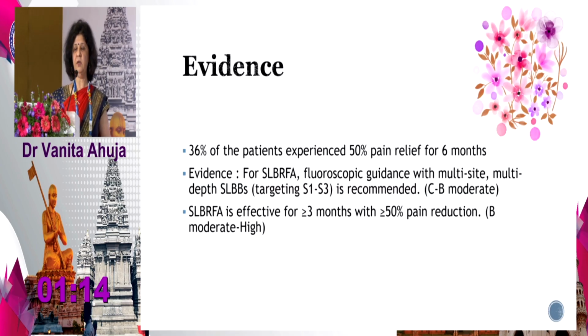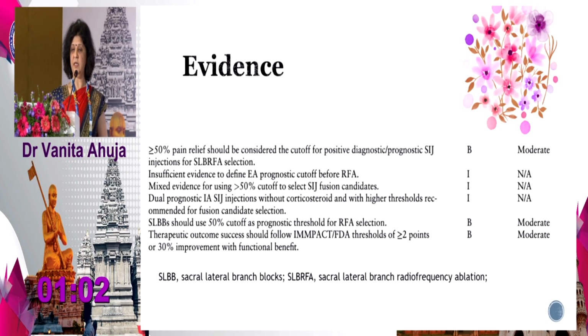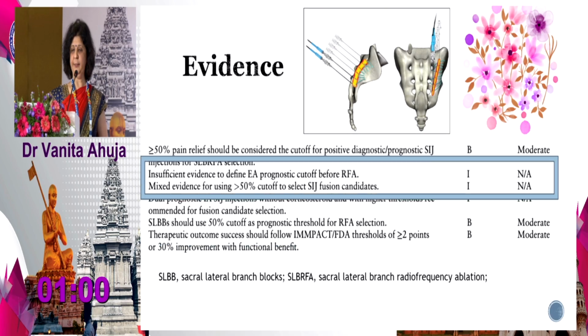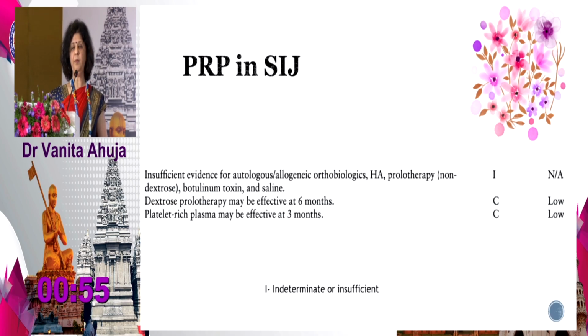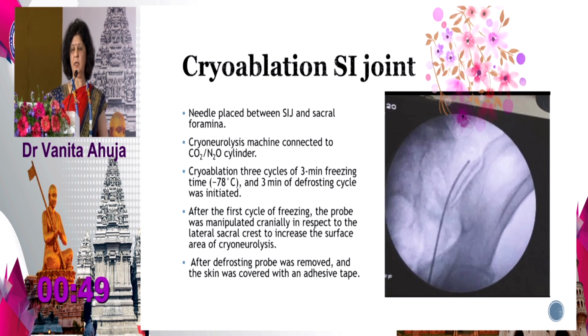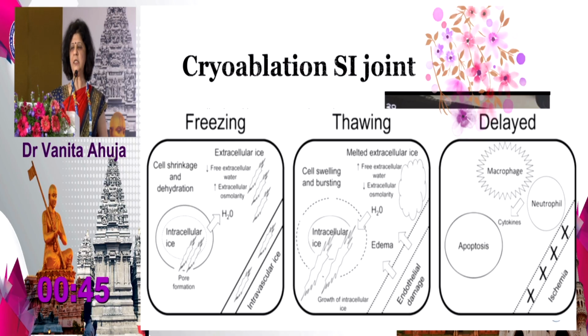So what is the evidence? When you do sacral lateral branch radiofrequency ablations, it is seen that they are effective for more than 3 months and have resulted in more than 50% pain relief. So the level of evidence is coming up for these, and a moderate level of evidence is there. For PRP, the evidence is still indeterminate or insufficient. And now coming up is your cryoablation, which is showing very good results.